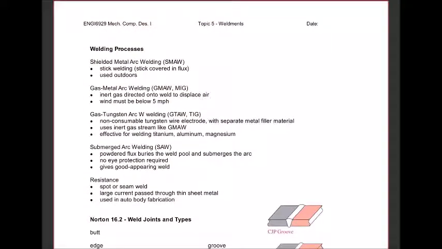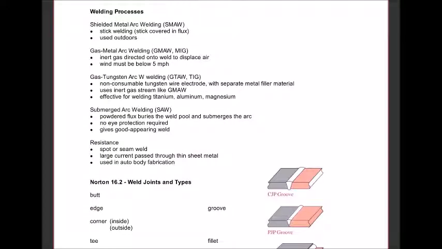So some processes. Stick welding, or shielded metal arc welding. So there's the stick of welding material covered in a flux which covers the molten metal and keeps oxidation from happening. It's typically used outdoors. The gas welding, or gas metal arc welding, or MIG welding, that's the one where you direct the inert gas onto the weld to displace air. It can only be used in fairly calm wind conditions.